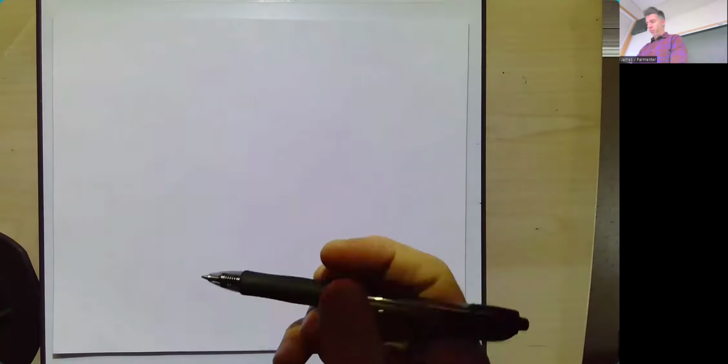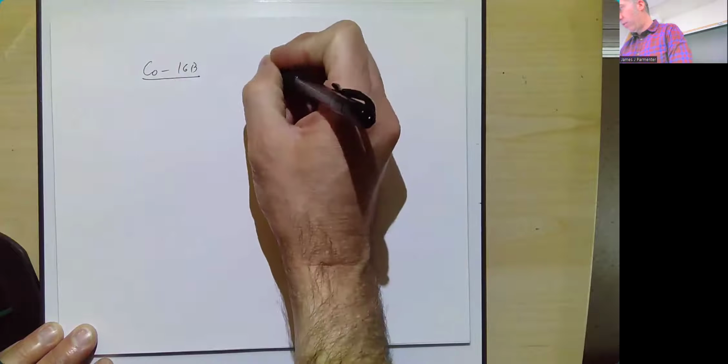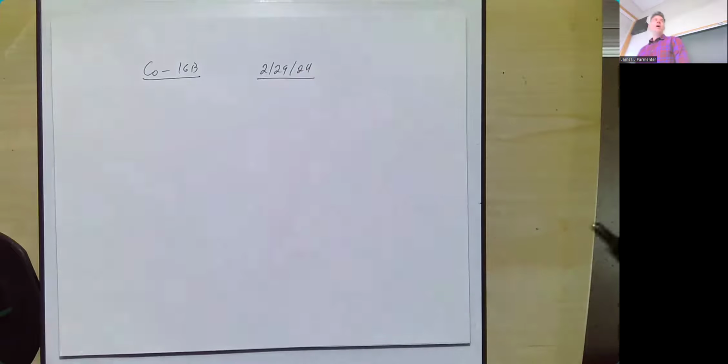So let's talk briefly about the trapezoid method. Today is February 29th. I only get to say that once every 4 years.